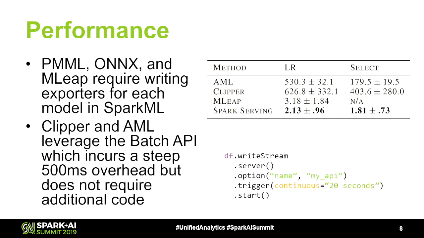And other methods like Clipper and Azure Machine Learning, at least in its default case, leverage Spark's batch API, which incurs around a 500+ millisecond overhead. So that's half a second of time to just create a data frame and evaluate it. And that's in local mode. That's not necessarily in the distributed mode, so there's no communication. And that really becomes untenable if you want something that's really low latency and high throughput.